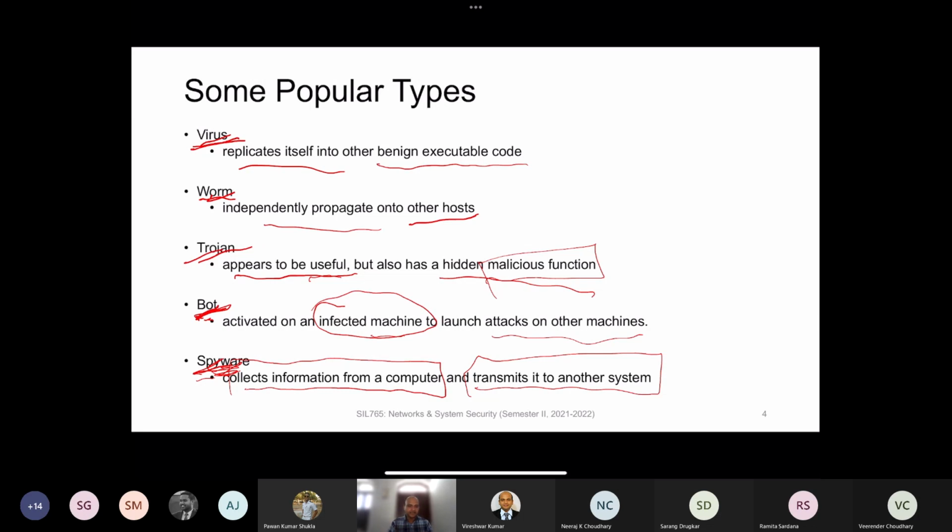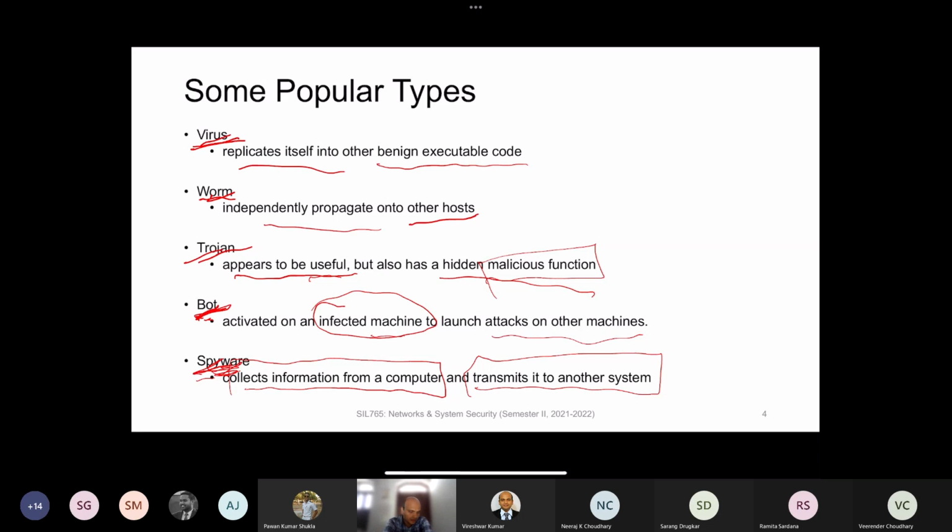But the reason why we have put in this terminology is to differentiate between these different types of malware, so that when we are speaking about a particular type of malware, people understand what it is about.